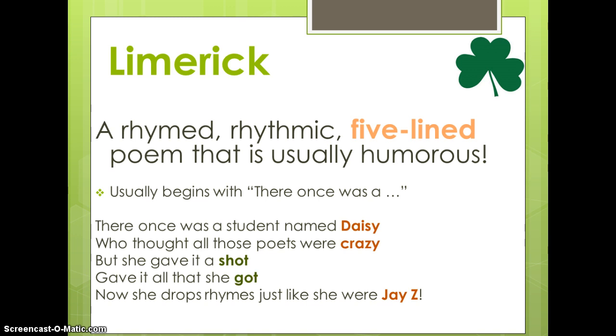So what do we notice? Well, it's 5 lines. It's humorous. It starts with, there once was a, and we notice this very specific rhyme scheme that we often see with limericks. The first 2 lines rhyme, the 3rd and 4th lines rhyme with each other, and then the 5th line rhymes with the first 2. And you'll see that repeated over and over. And that's how you recognize a limerick.